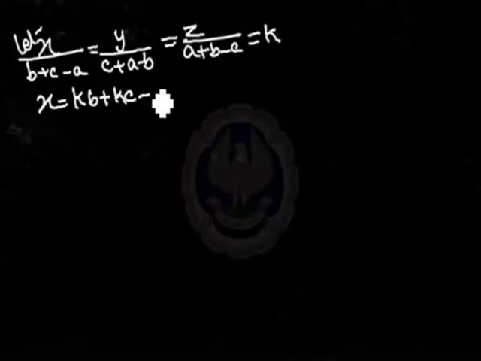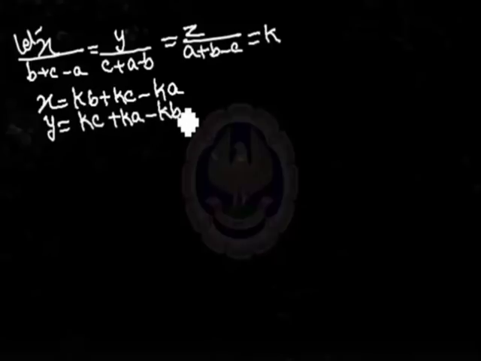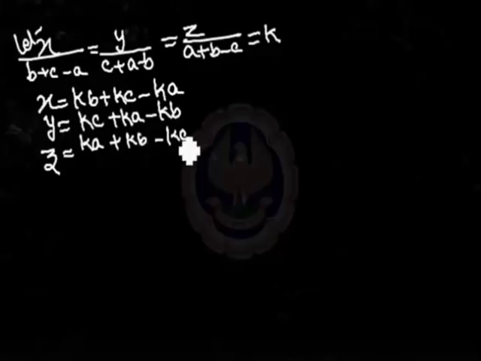We'll solve this. x by b plus c minus a is equal to y by c plus a minus b is equal to z by a plus b minus c. So this is the question. Let this be equal to k. So what is the value of x? x is equal to kb plus kc minus ka. We'll always keep k as the first term and then the other terms so that we never get confused. Then y is equal to kc plus ka minus kb. And z is equal to ka plus kb minus kc.